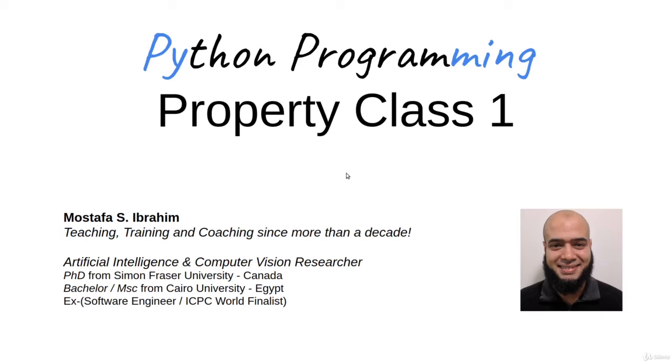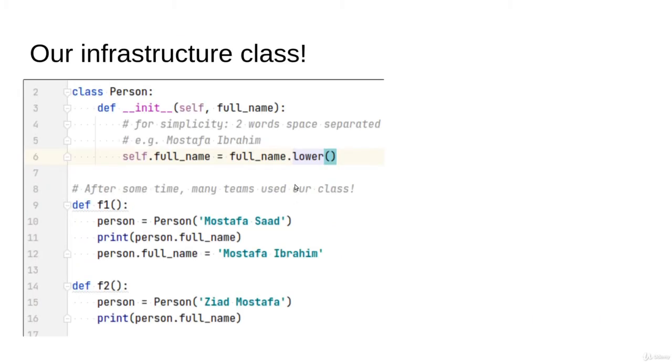In this video, we'll learn about the property class, but let's first provide a motivation for it. We have here a simple class, the person class, which has a full name as an attribute, as a parameter. For simplicity, we assume it is just a couple of words like Mustafa Saad, so just two words with a space between them. And this class is an infrastructure class.